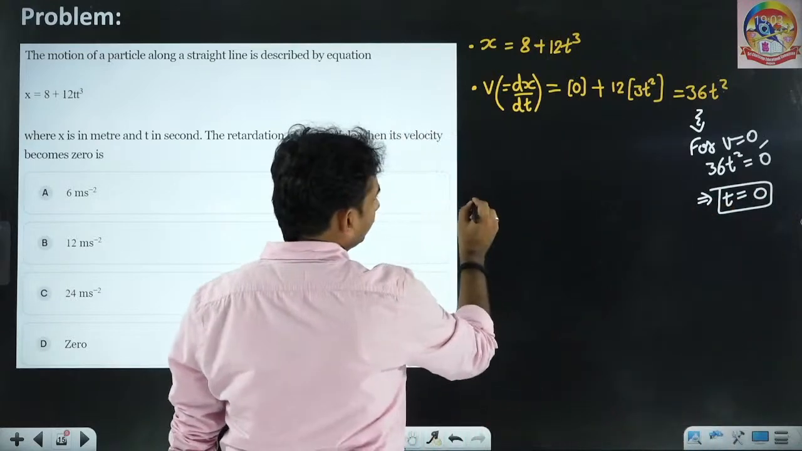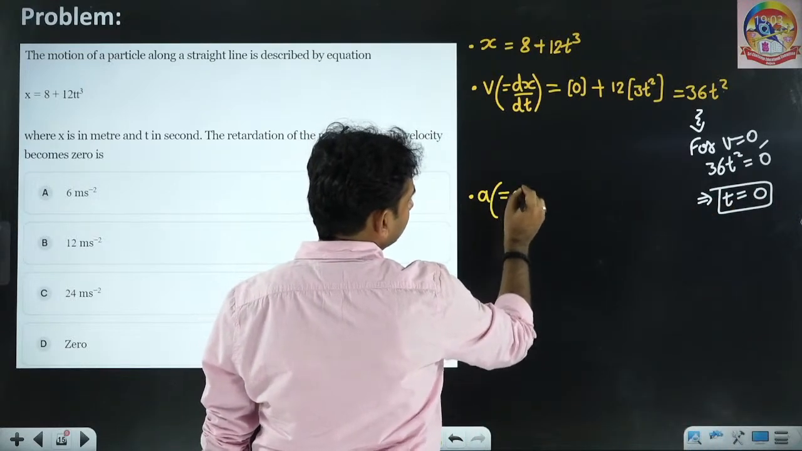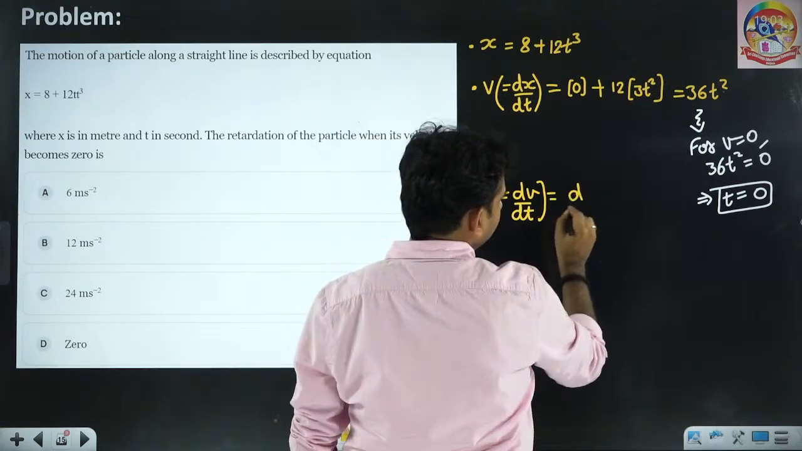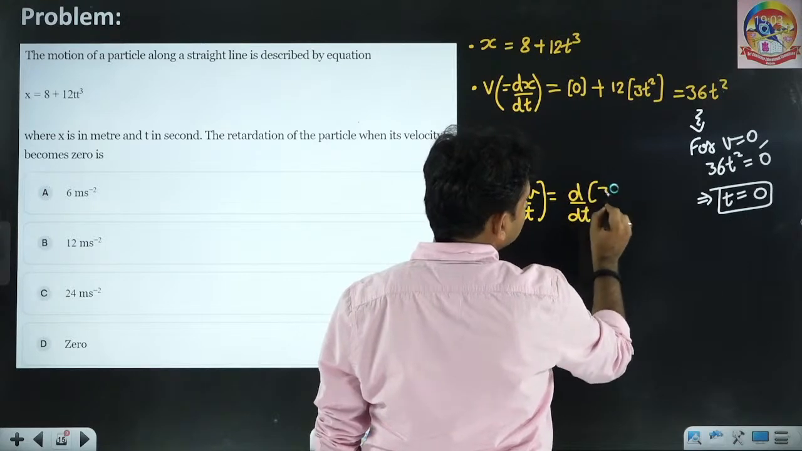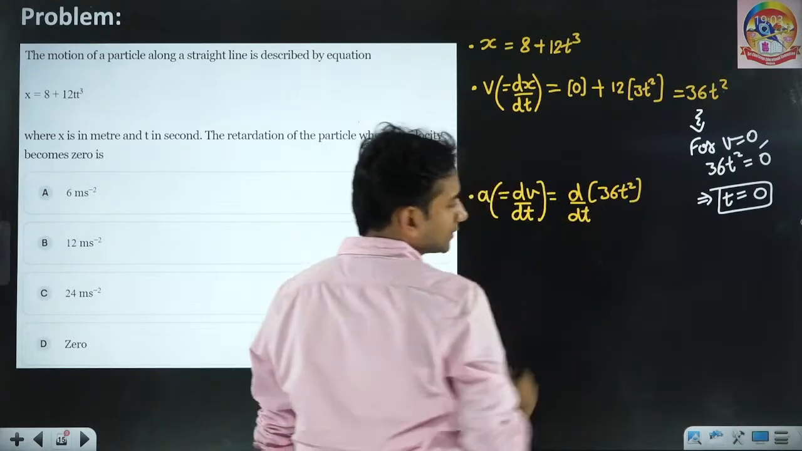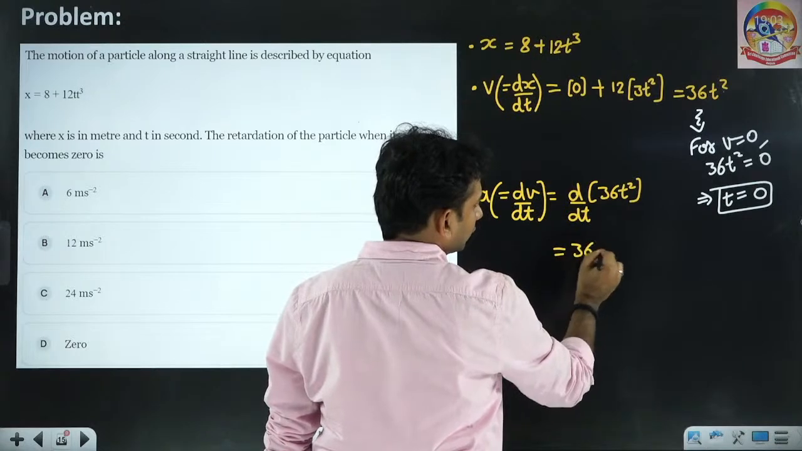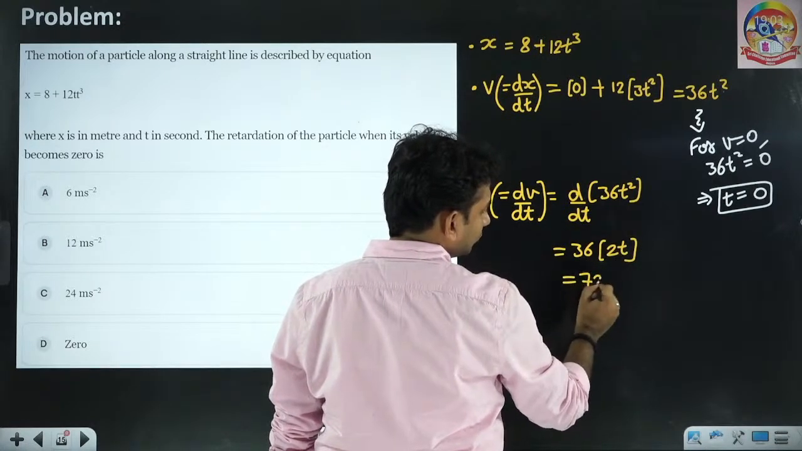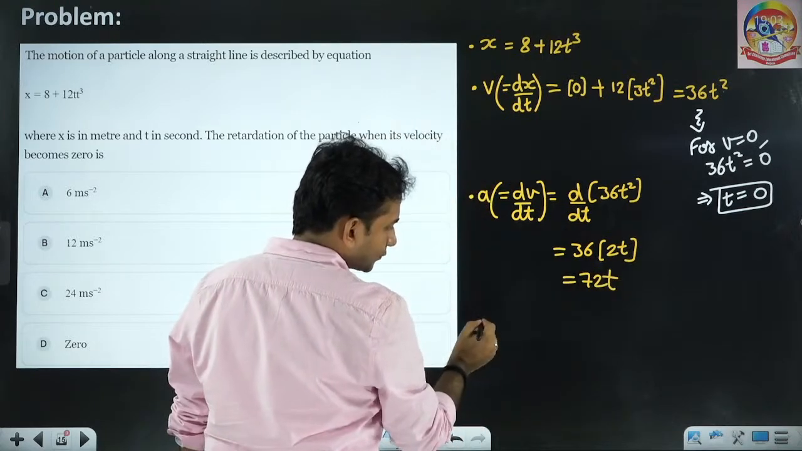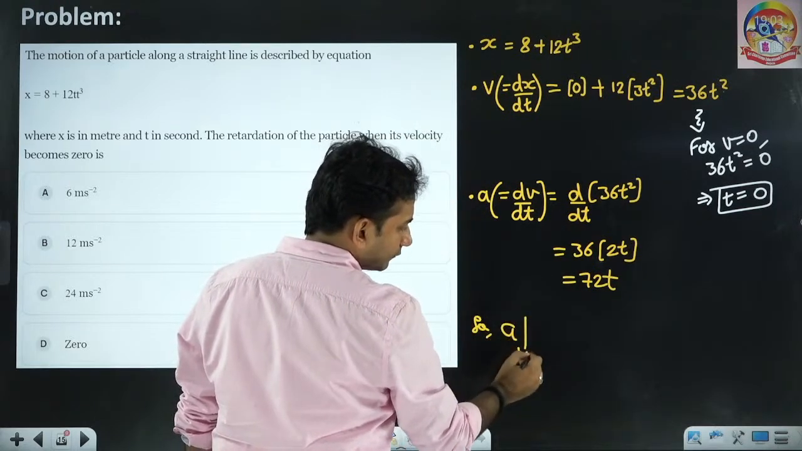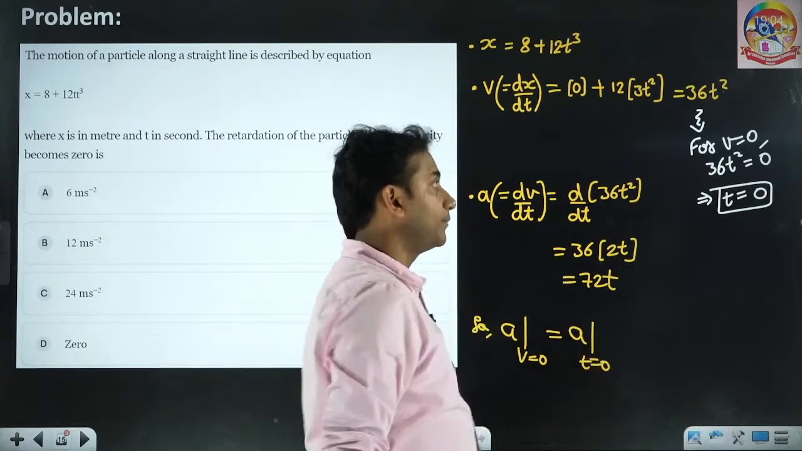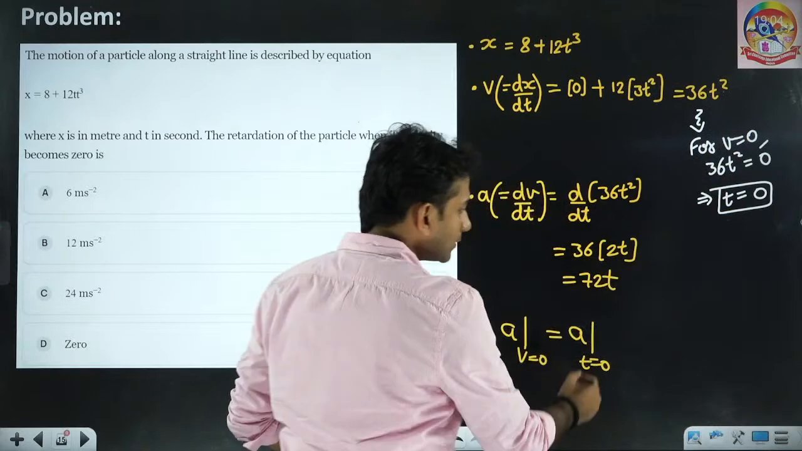Now, if we are going to find the acceleration, that is dv by dt, so you have to differentiate this 36 t square because that was velocity. So 36 will come out and t square derivative is 2t. So that is 72t. But they are asking you acceleration when velocity is 0, that means acceleration at t equals to 0. Because velocity was 0 at t equals to 0.